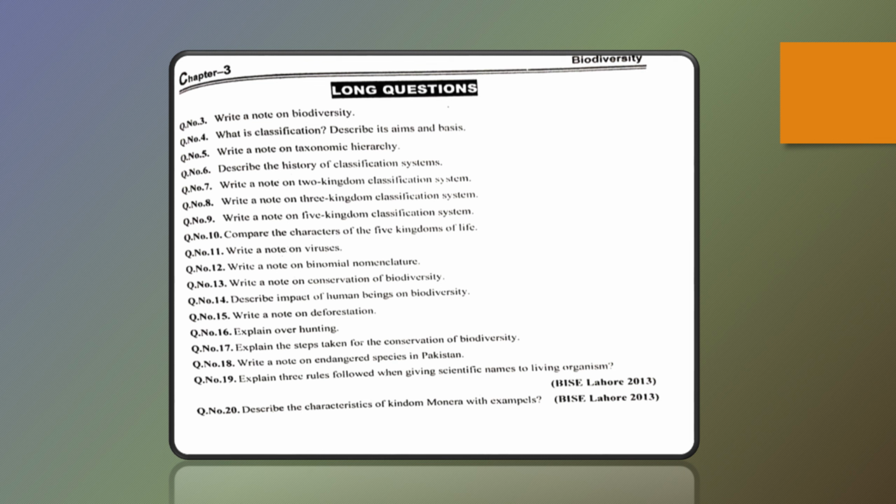Compare the characters of the five kingdoms of life. Write a note on viruses. Write a note on binomial nomenclature. Write a note on conservation of biodiversity. Describe impact of human beings on biodiversity. Write a note on deforestation. Explain overhunting. Explain the steps taken for the conservation of biodiversity. Write a note on endangered species in Pakistan. Explain 3 rules followed when giving scientific name to living organisms. Describe the characteristics of kingdom Monera with examples. So this is all about extra question answer and MCQs of chapter number 3 biodiversity.